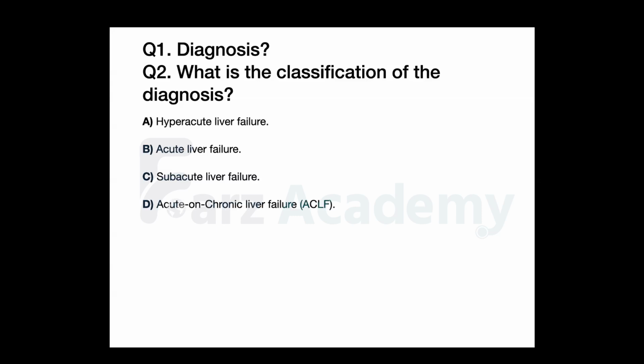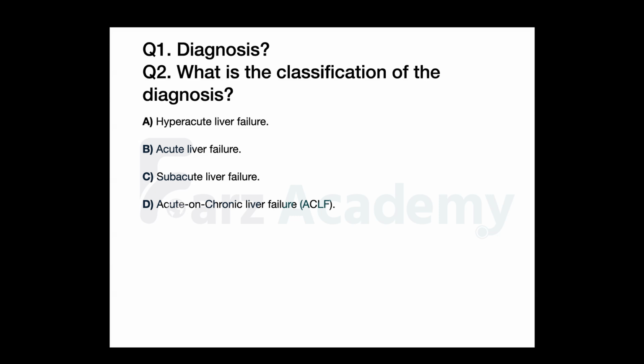Okay, I will give you the four options for question number 2. Which one is it and why? I can go back to the history if somebody wants. So acute liver failure, yes, the diagnosis is correct. Where does it come into? Is it hyperacute? Is it acute? Is it subacute? Or is it acute on chronic? It's hyperacute.